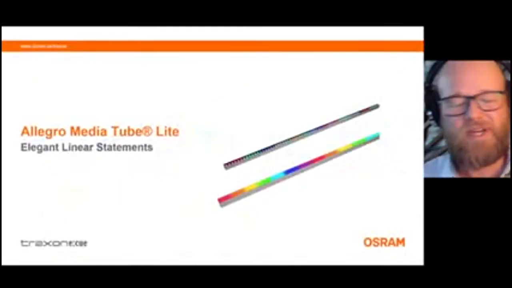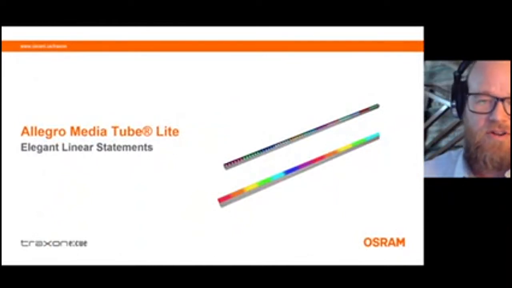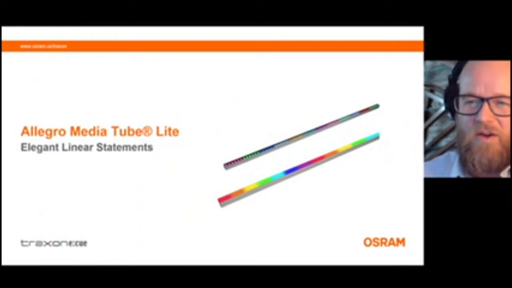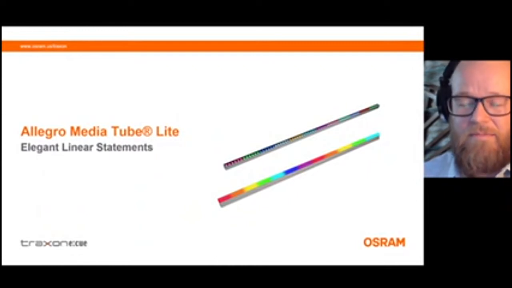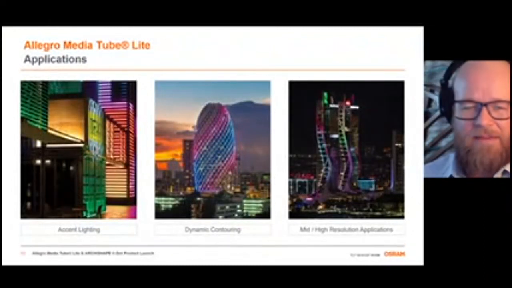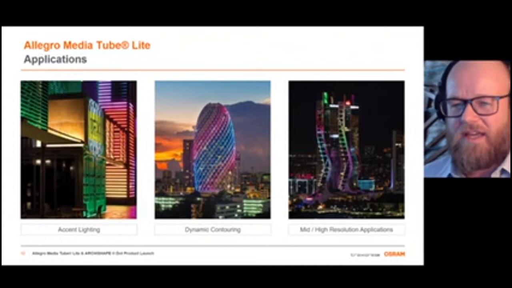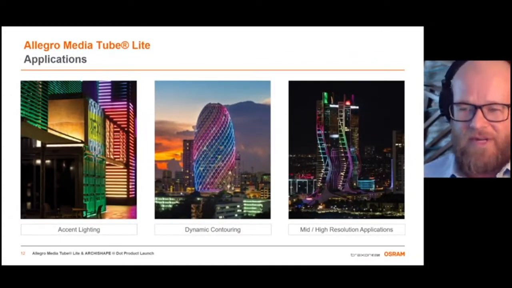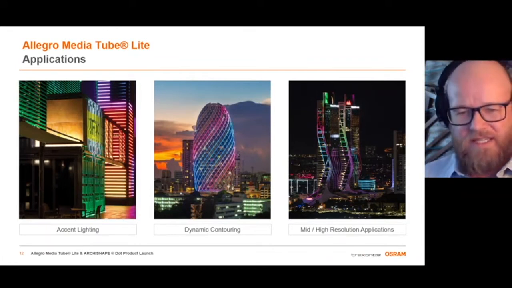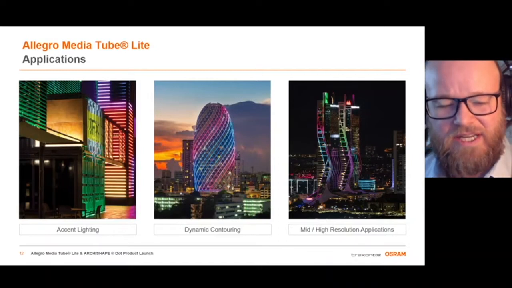Before we get into some of those specifics, let's talk about why and where we would use this type of product, starting with Allegro Media Tube Lite, which, as I mentioned, is a sibling to our flagship product, MediaTube HO, which we have used on many, many applications over the last decade, both as a general semi-direct accenting or almost a cove light accent effect, dynamic contouring, or putting these together in linear rows spaced out to create 2D and 3D media screens.